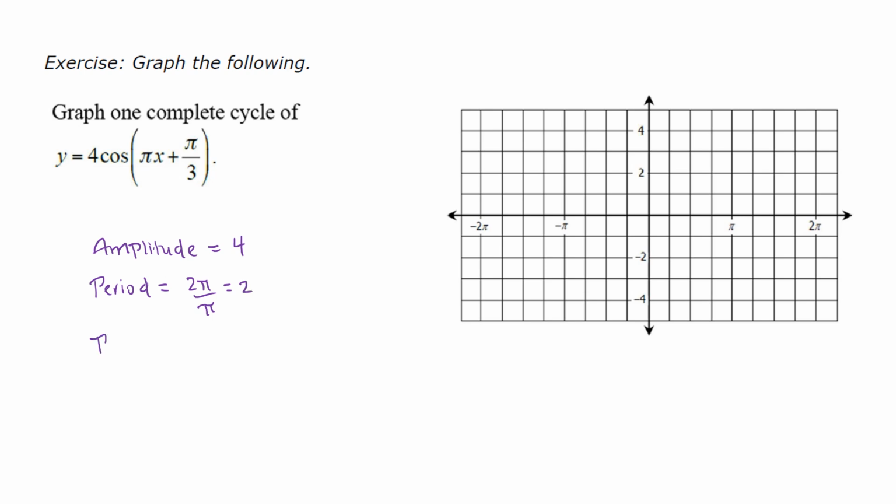Our phase shift will equal negative pi over 3 over pi, which equals negative 1/3. So we're going to move left.